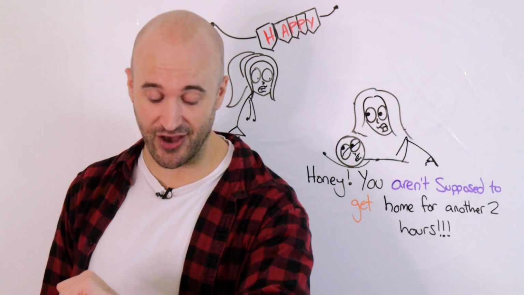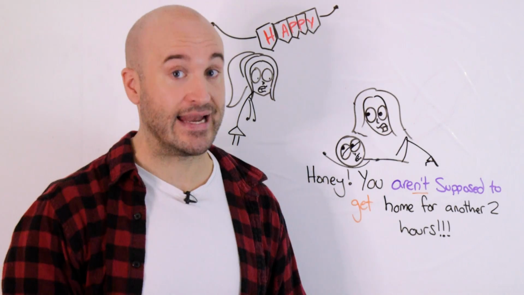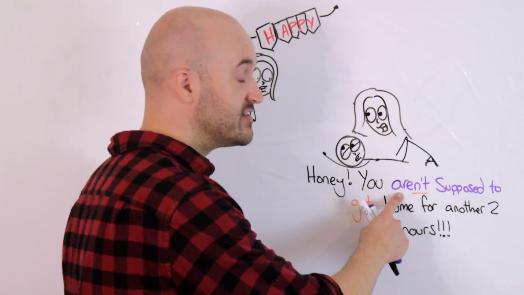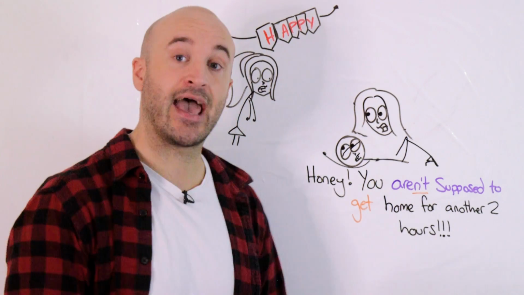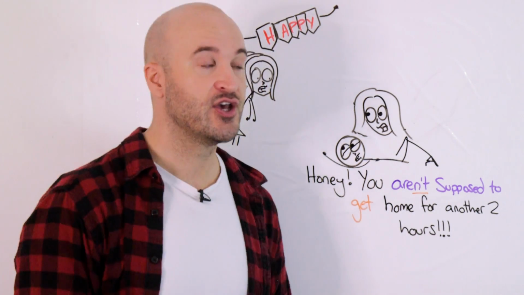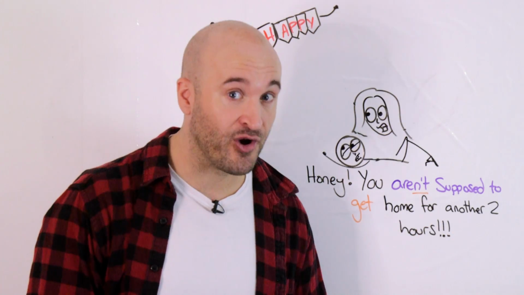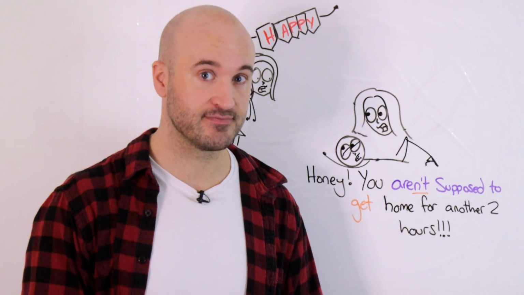Honey, you aren't supposed to get home for another 2 hours. Really easy. Add the negative to the be verb. You aren't supposed to get home. Get can also mean arrive. You aren't supposed to get home for another 2 hours.